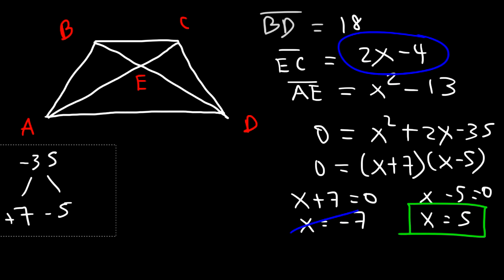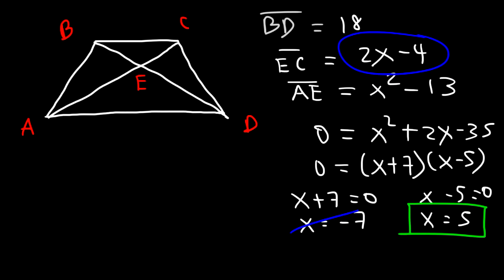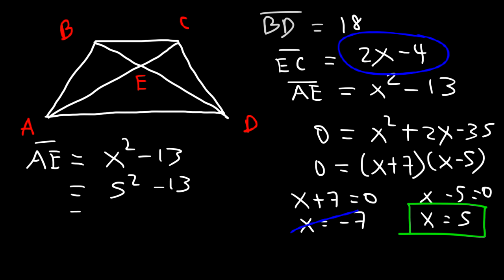So now that we have the value of x, we can calculate the measure of AE. So that's x squared minus 13. And so it's going to be 5 squared minus 13. 5 times 5 is 25. And 25 minus 13 is 12. So AE is 12.